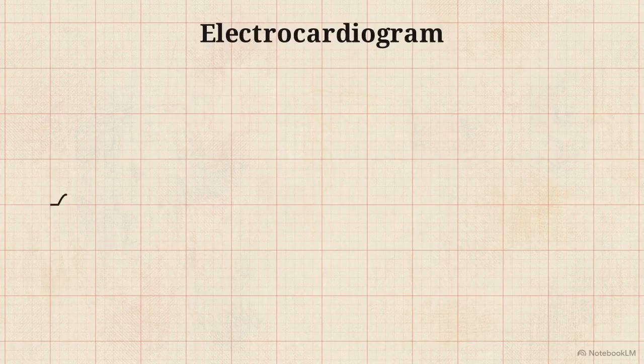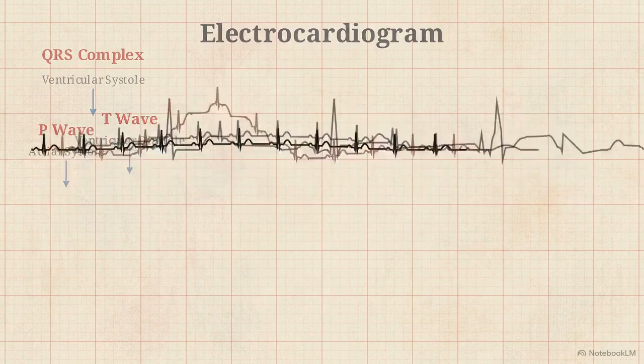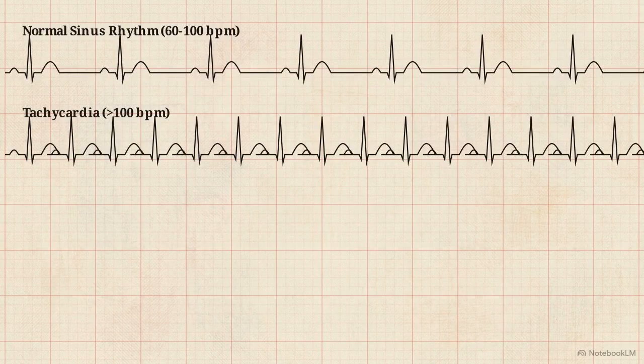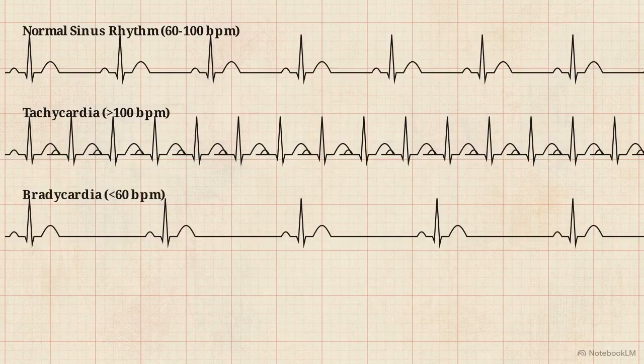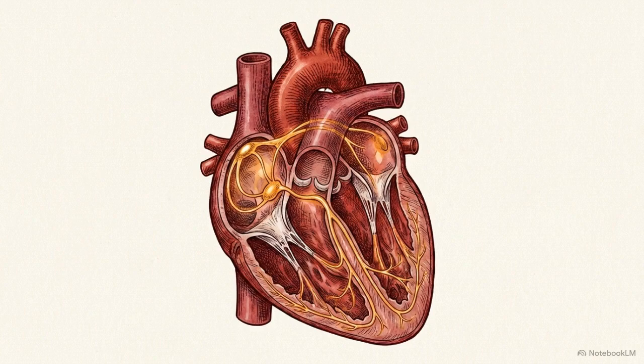The P wave registers the contraction of the atria. The massive QRS complex captures the high-voltage ventricular systole. The final T wave tracks the electrical recovery as the ventricles relax. Any mechanical failure usually starts as an electrical failure. Tachycardia compresses the waves, indicating a resting heart rate over 100 beats per minute. Bradycardia stretches them out below 60. In atrial fibrillation, chaotic electrical signals cause the atria to twitch randomly, destroying the P wave entirely. The heart's mechanical output relies entirely on this intricately timed electrical routing system.